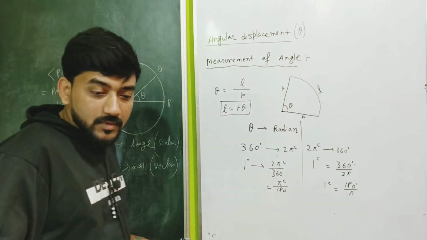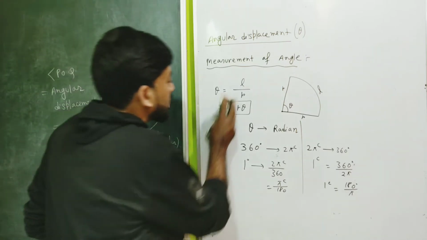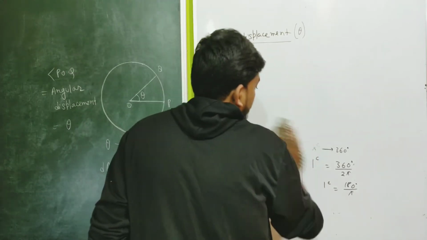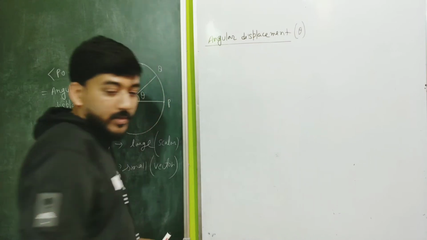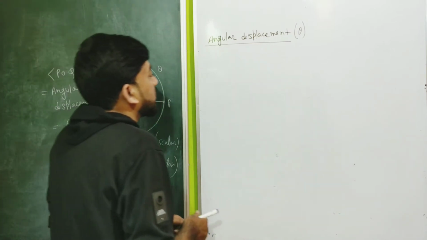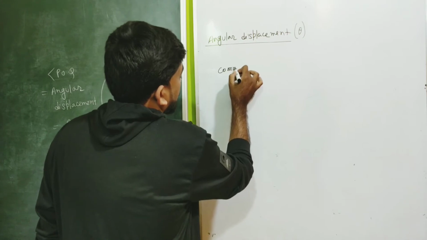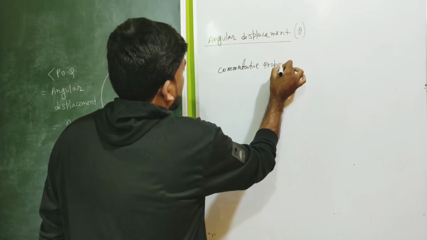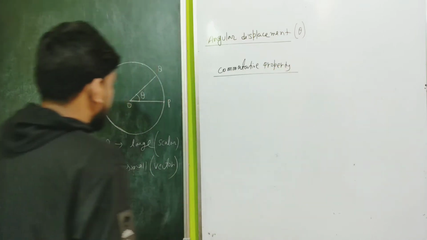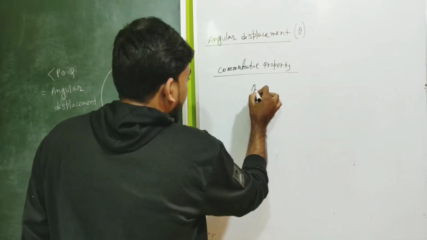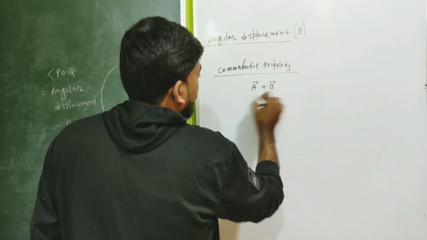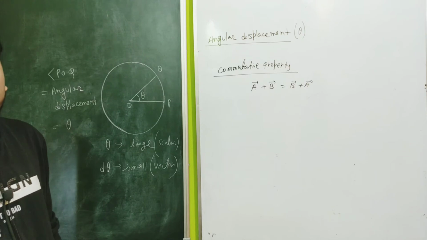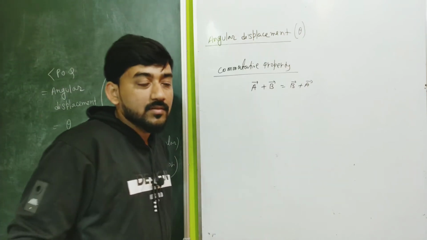If you talk about the commutative property of vector algebra, you can understand it by using this simple vector algebraic rule. If you have two vectors a and b, and a plus b is equal to b plus a, then you can say these two vectors are commuting in nature, at least for their addition operation.